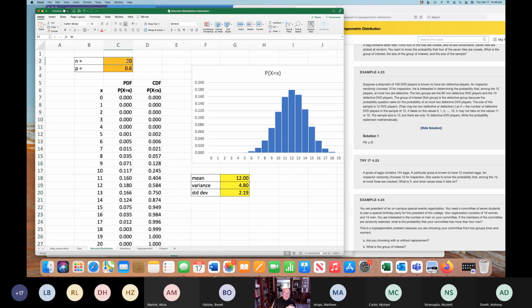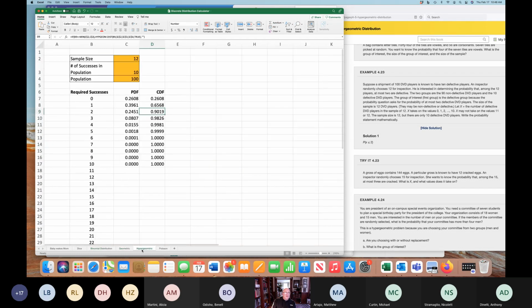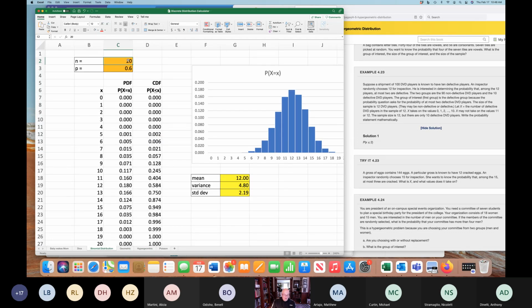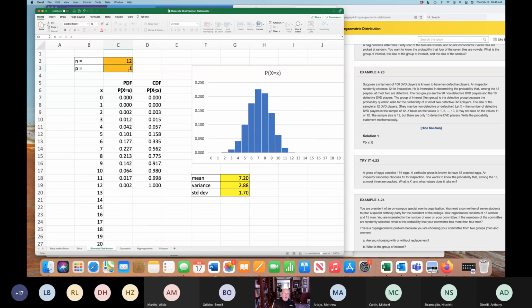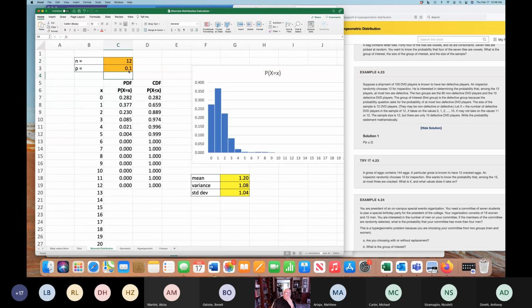We're choosing a sample of how many again? First thing to go is short-term memory. 12. So we're choosing 12, with a probability of 0.1. What's the probability of 2 or less?